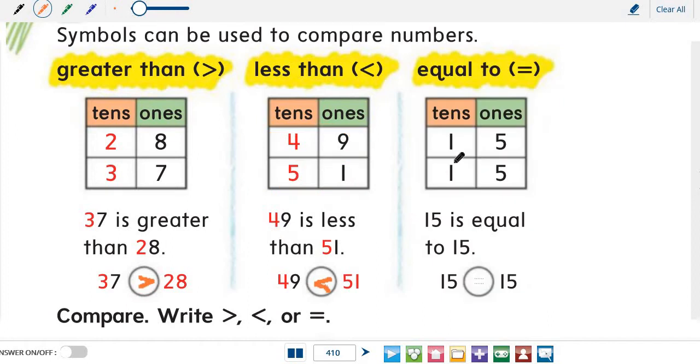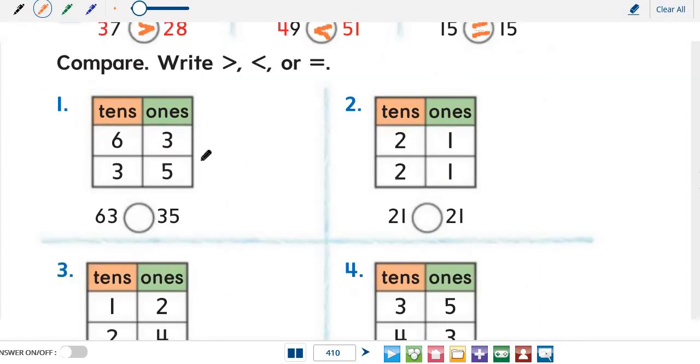Let's solve another example. The numbers here are 15 and 15. Let's see the tens digit. Here we have 1 and here we have 1. Since we have the same tens digits, we have to compare the ones digit. Again, here we have 5 and here we have 5. Since the two numbers have the same digits for tens and ones, these numbers are equal. 15 is equal to 15. It makes sense, right?